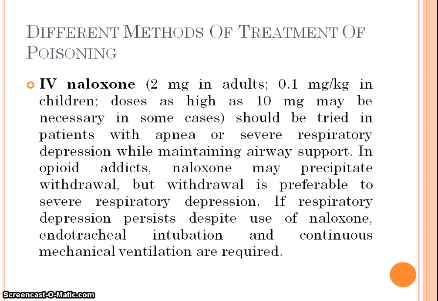Intravenous naloxone is to be given in 2 mg in adults, 0.1 mg per kg in children. Doses as high as 10 mg may be necessary in some cases. It should be tried in patients with apnea and severe respiratory depression while maintaining airway support. In opioid addicts, naloxone may precipitate withdrawal, but withdrawal is preferable to severe respiratory depression. If respiratory depression persists despite use of naloxone, endotracheal intubation and continuous mechanical ventilation are required.